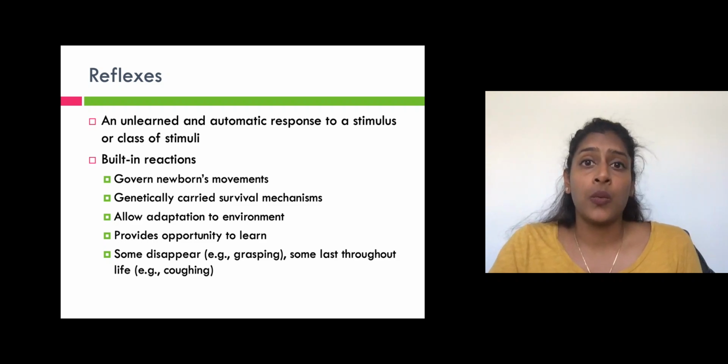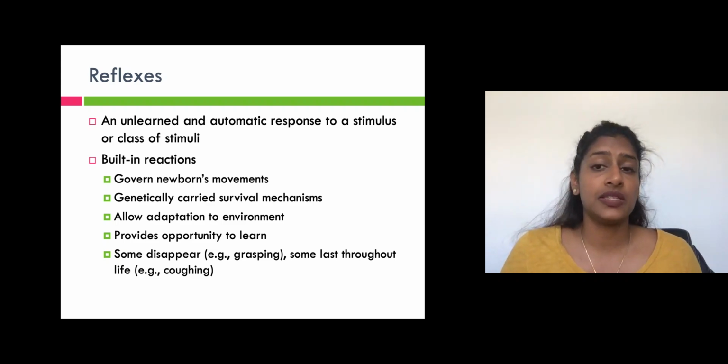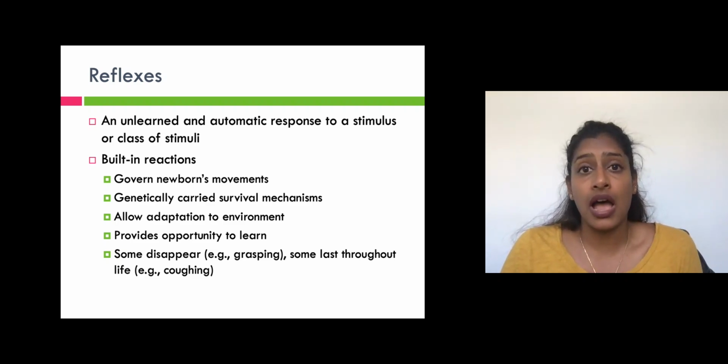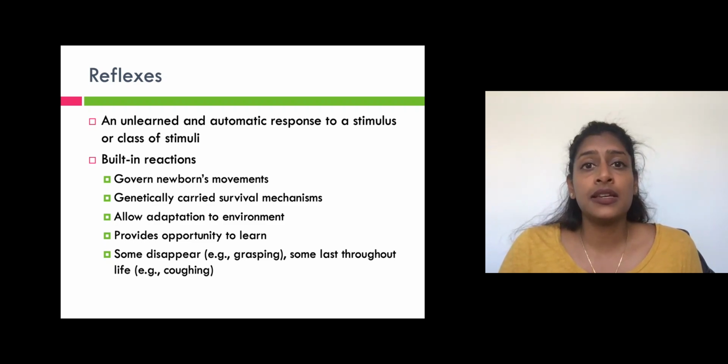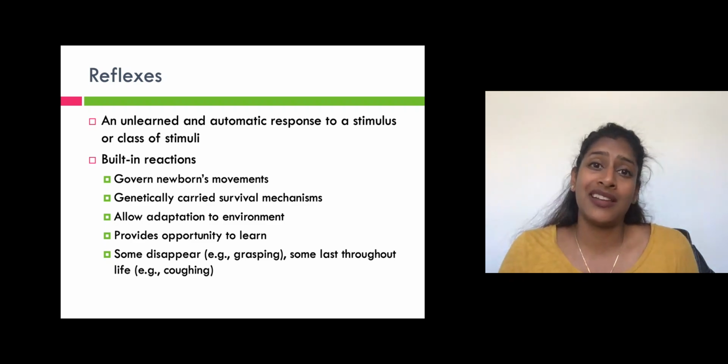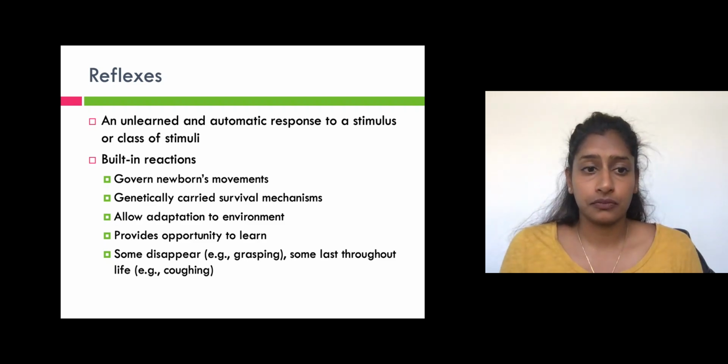When we are born, we have reflexes. These are unlearned automatic responses to stimuli. This can be things like blinking our eyes or breathing. But we also have some reflexes that we are born with and then fall away as we get older. And then there are some reflexes that we keep throughout our entire lives.